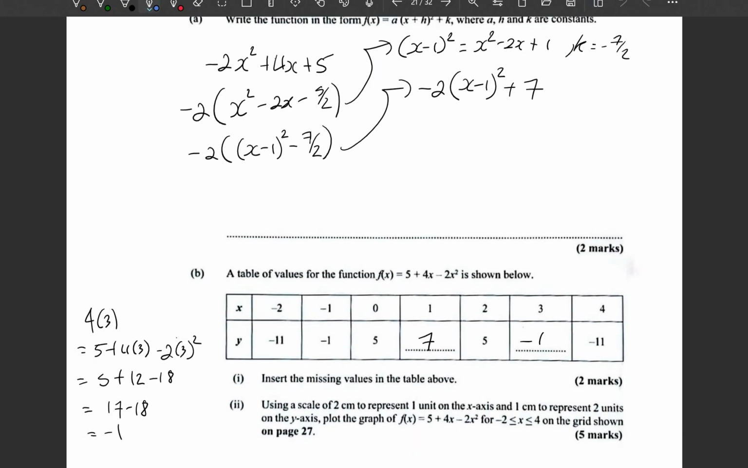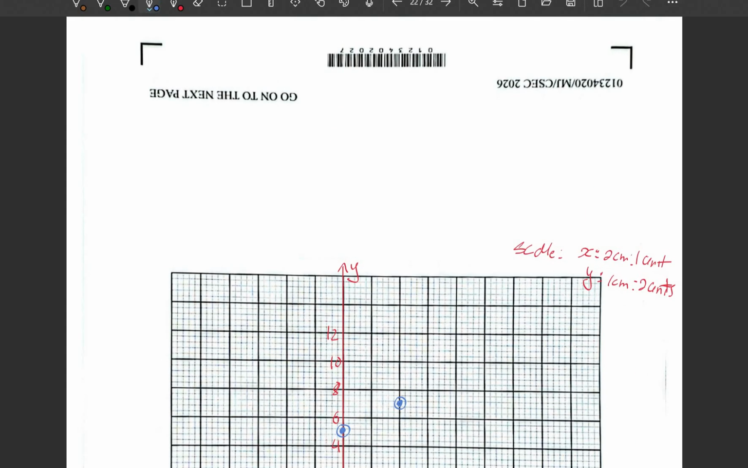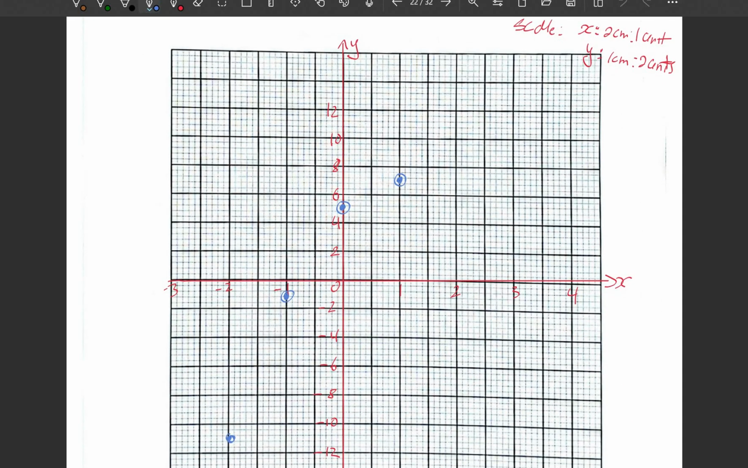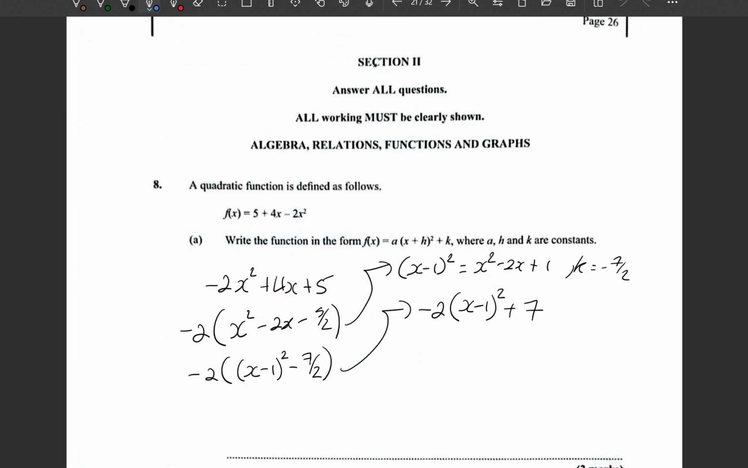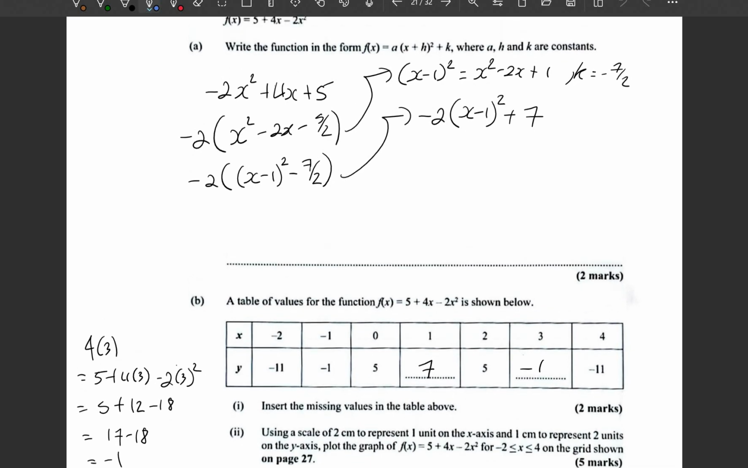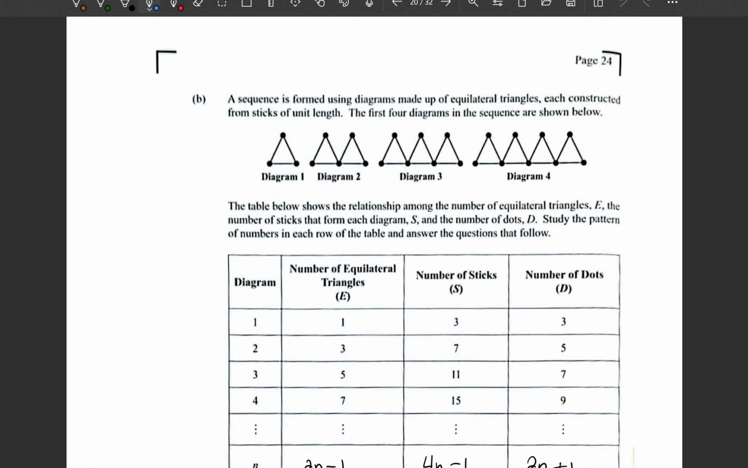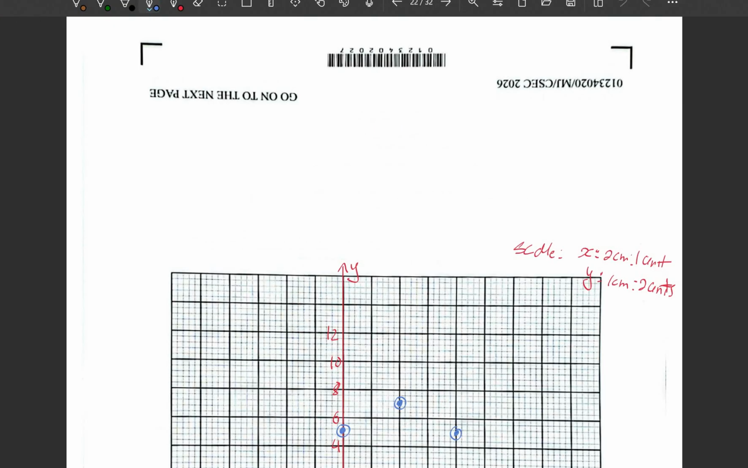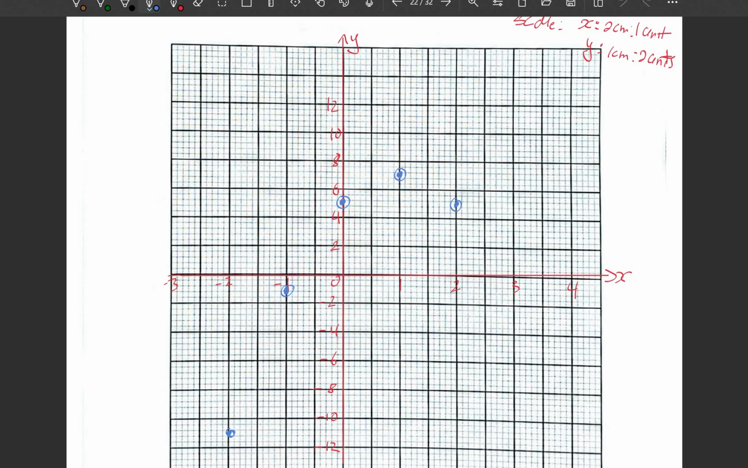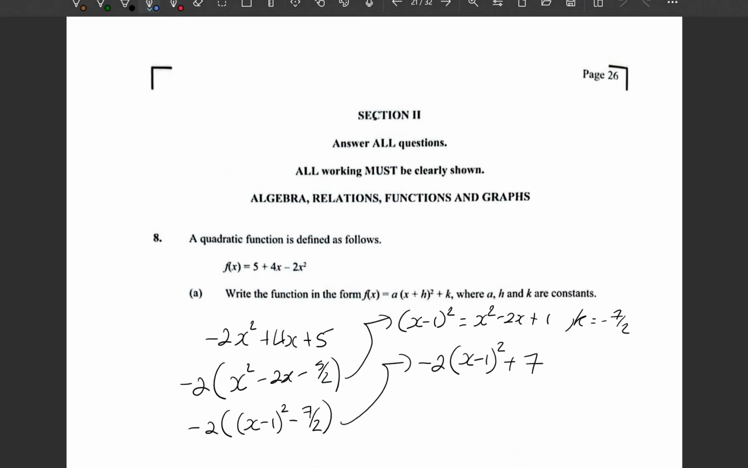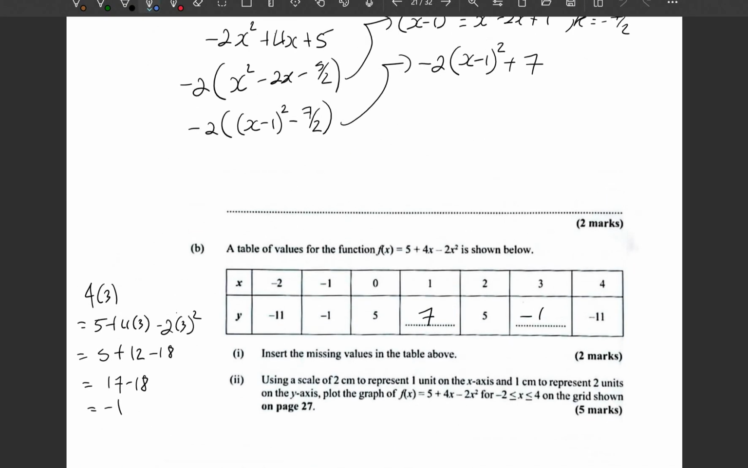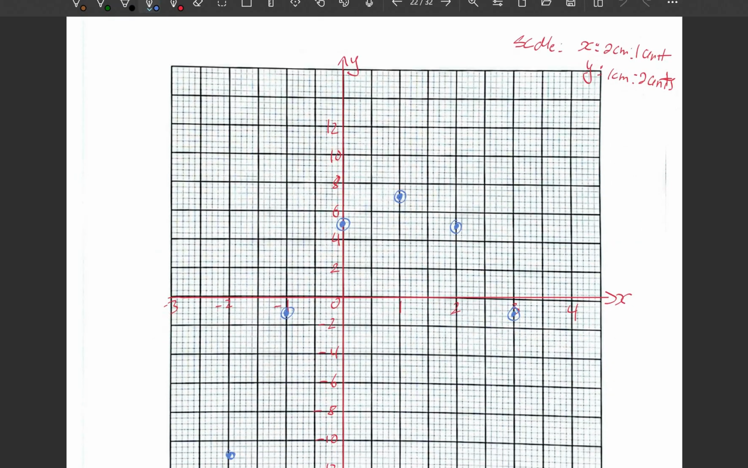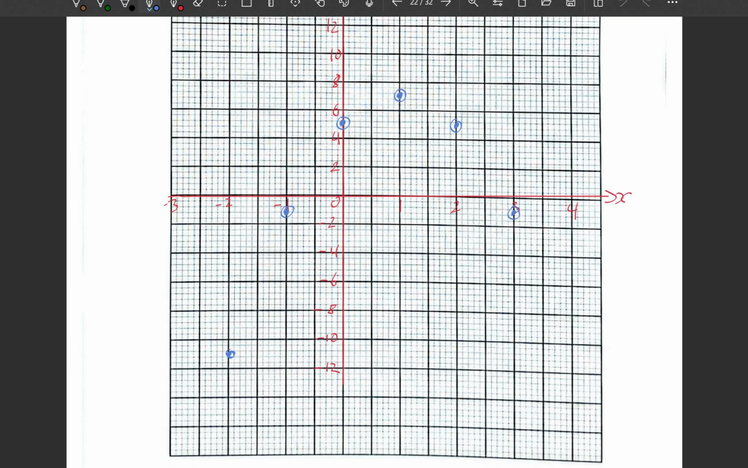Then we have 2 on the x, 5 on the y. So that's 2 on x, 5 on y. Then we have 3 on the x, minus 1 on y. So we have 3 on x, minus 1 on y. And lastly we have 4 on the x, minus 11 on y.